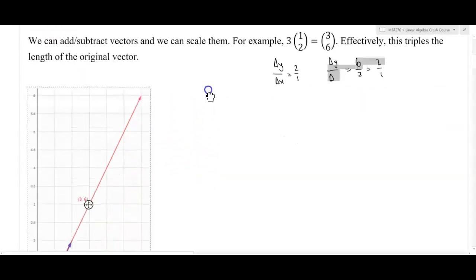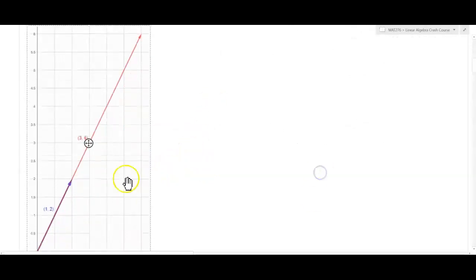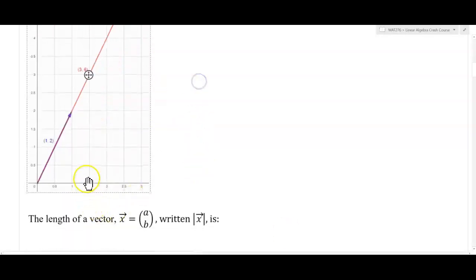So here we have both of those vectors plotted. We can see that the 1, 2 vector is on the same line as the 3, 6 vector, so that effectively just creates a scale effect and not a rotation of any sort. And we can find the magnitude of a vector, or the length of a vector. Let's say x equals, with components a and b. We can write that as the absolute value of x. Now, absolute value just means length of.